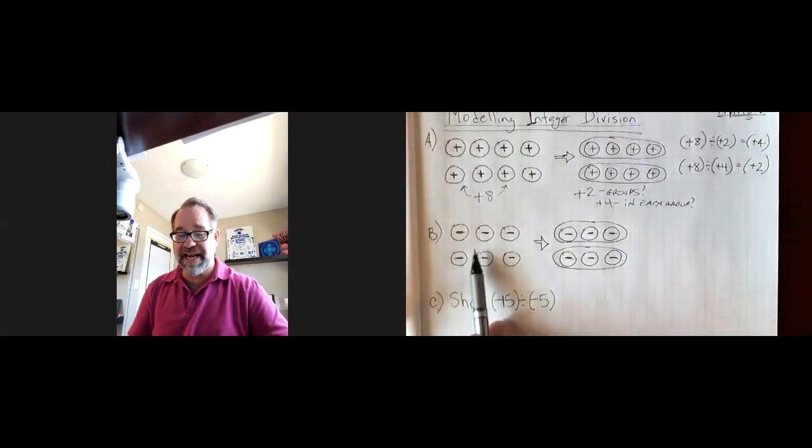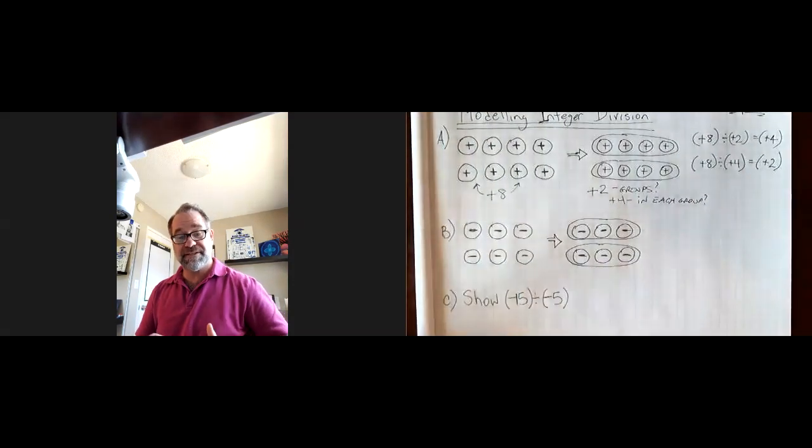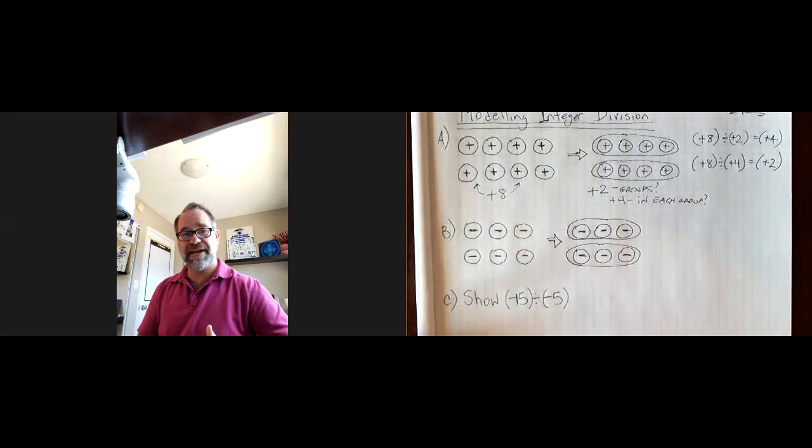Now, when we get to negative integers, like our second example here, b, it's a little bit different. So again, how are we going to figure out what division statement this model stands for?